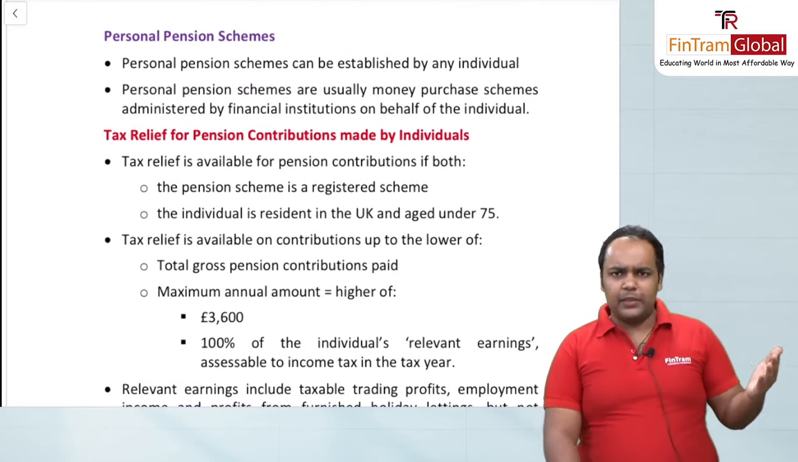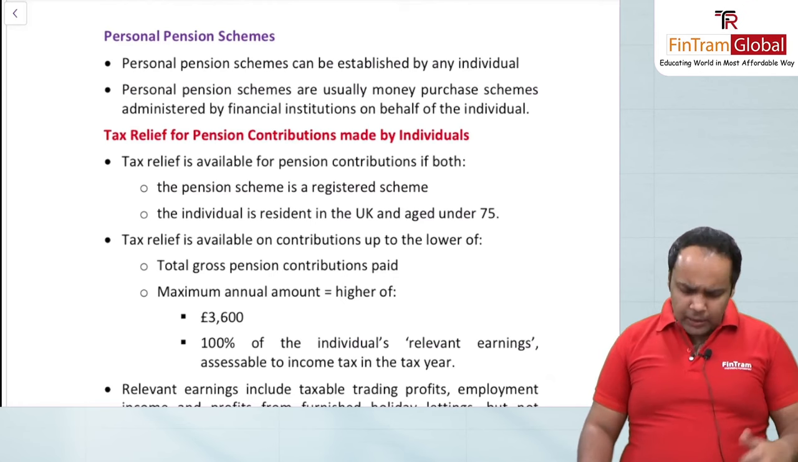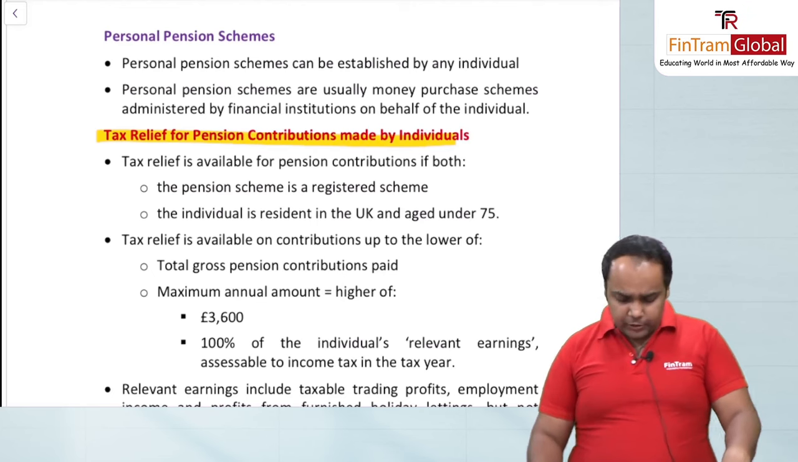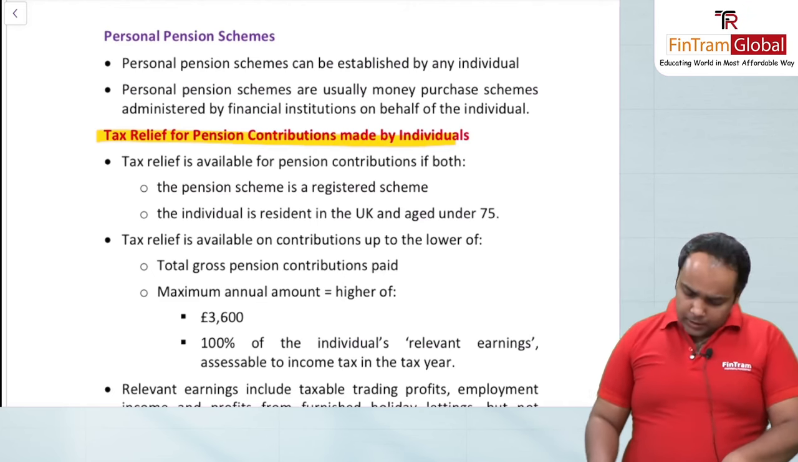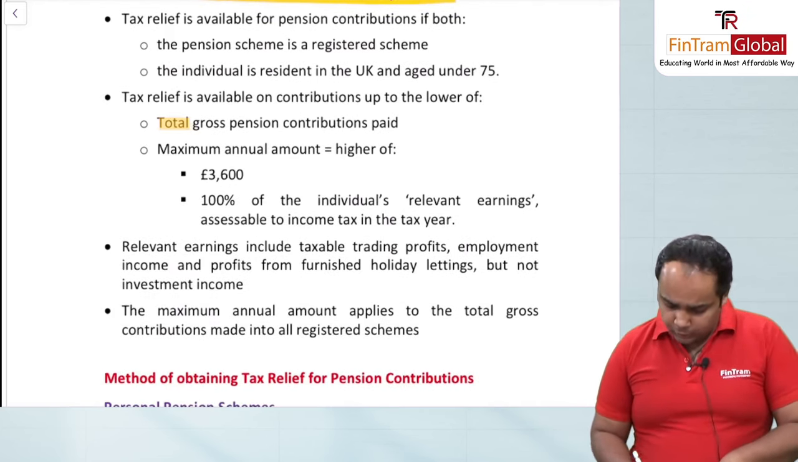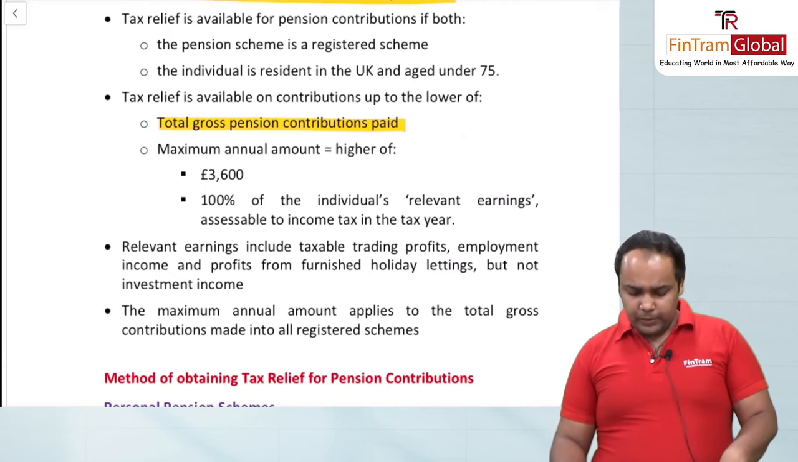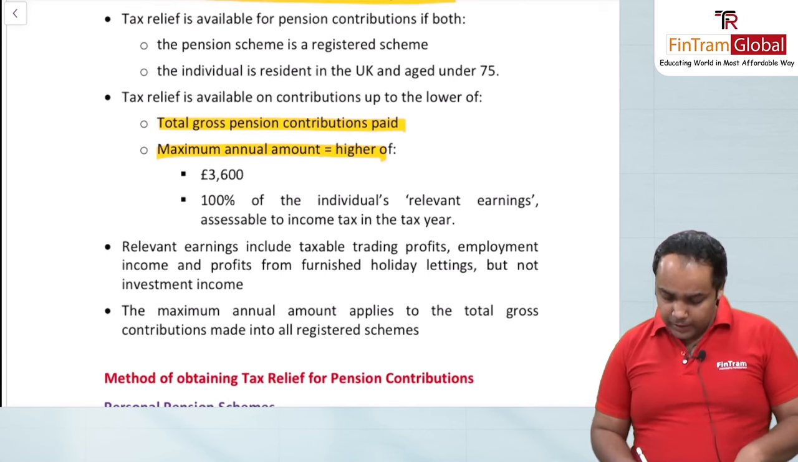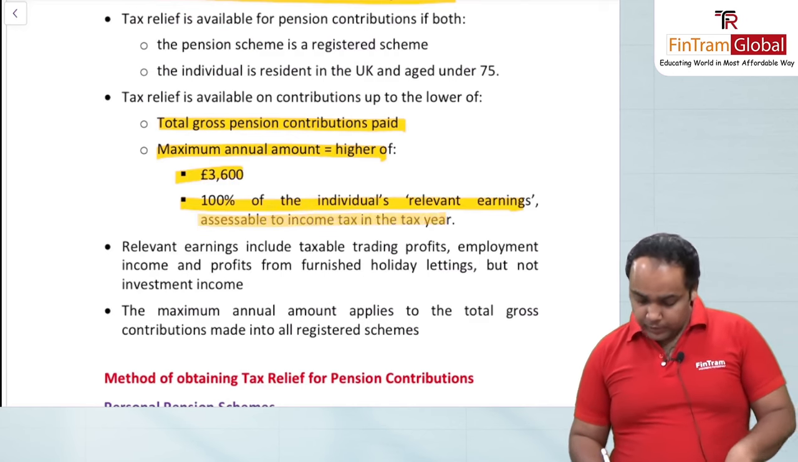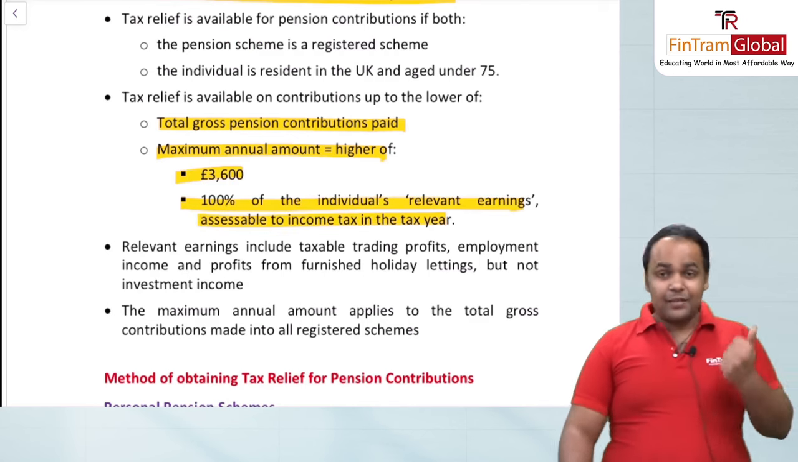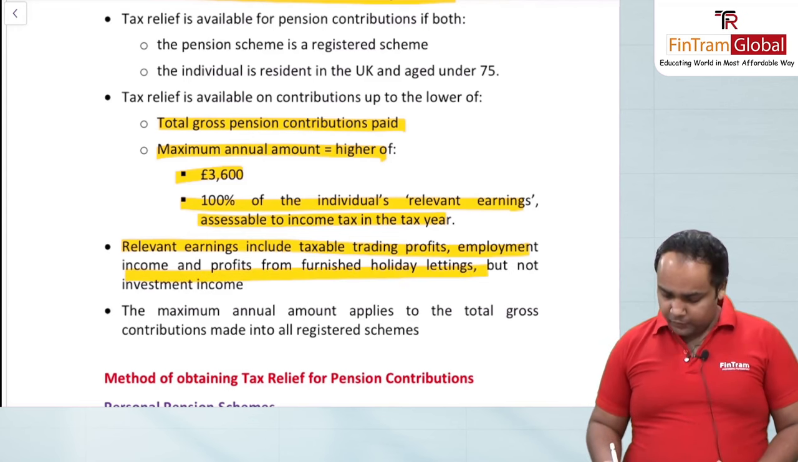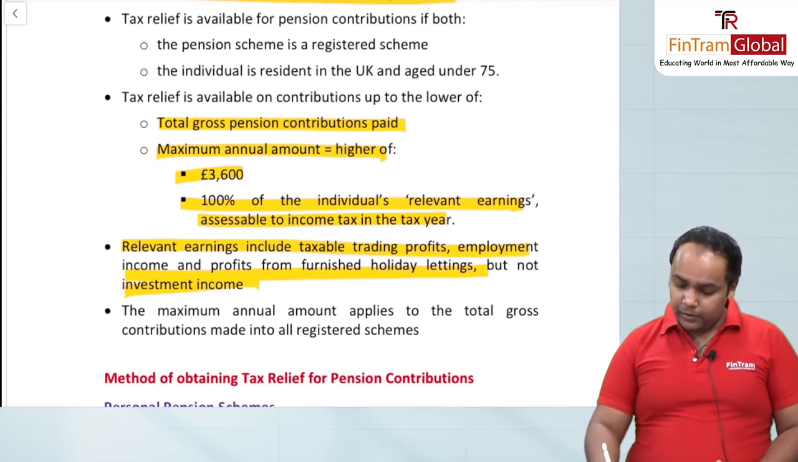Personal pension schemes can be established by any individual and are usually money purchase schemes. Tax relief is available for pension contributions up to the lower of total contributions paid and the maximum annual amount. Maximum annual amount is the higher of 3600 and 100% of relevant earnings. Now again, relevant earnings is different for pensions. Relevant earnings include taxable trading profits, employment income and profits from furnished holiday lettings, but not investment income.